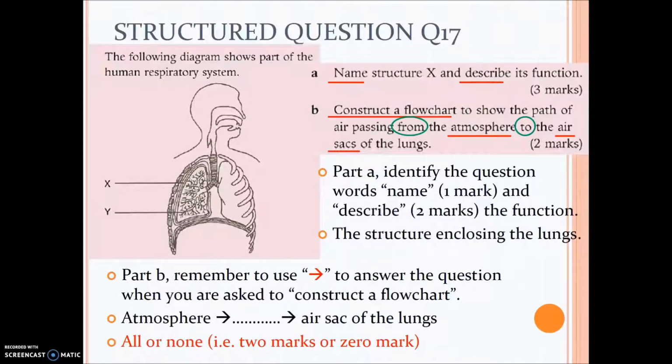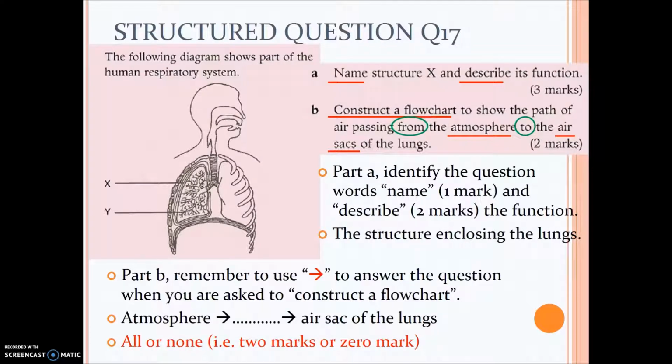If there should be 5 structures in between, and you write 4 structures, 0 mark. 6 structures, also 0 mark. And also if you mix up the order of the structures, for example, if you think that when we are breathing in, the air should go to the trachea, and then it will go back to the nasal cavity, and then it will go to the bronchiole, the order is just a mess. So it's not in a correct order, so it's also 0 mark.